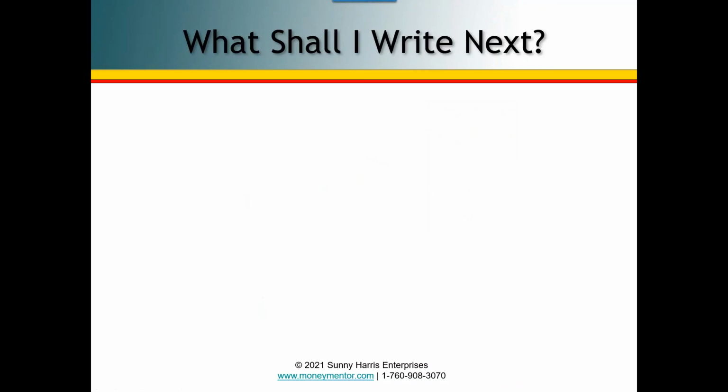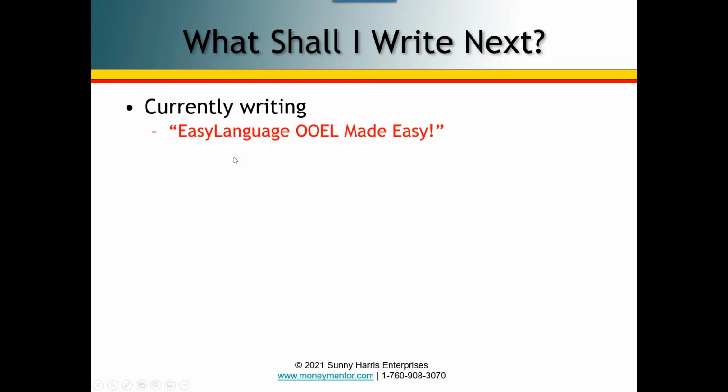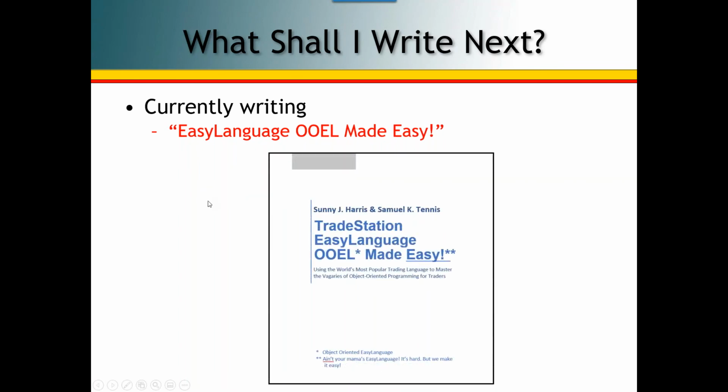And I've been asking, what shall I write next? And I've gotten the answer. I've given enough presentations and enough people have voted. So I am now actively writing Easy Language OOEL Made Easy, which stands for Object-Oriented Easy Language. I'm writing it with a friend of mine, Samuel K. Tinnis. Sam is the guy that wrote Easy Language in the first place. He wrote System Writer and System Writer Plus and Easy Language. So he's the ideal person to be writing this book with.